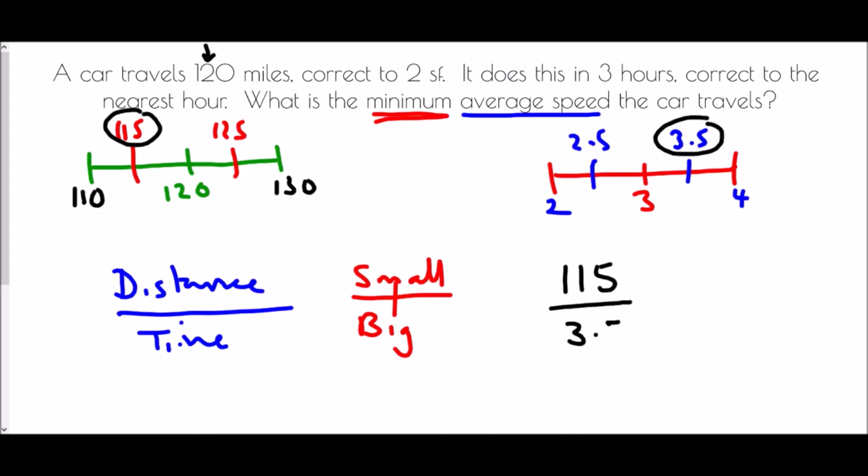And so if I calculate that using my calculator, 115 divided by 3.5 is, and it's quite a long decimal, 32.857 to 3 decimal places, and that would be miles per hour. And so the lowest average speed the car could possibly be doing would be 32.857 miles per hour.